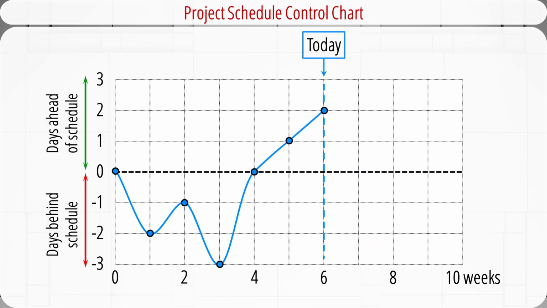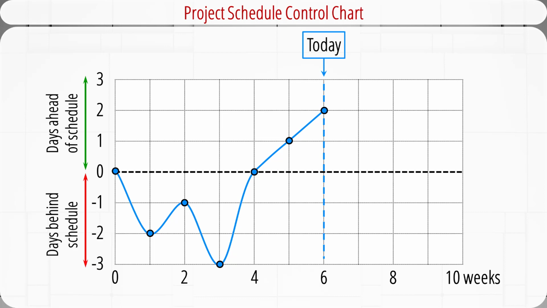This is an example of the project schedule control chart. The chart is used to plot the difference between the planned schedule and the actual schedule of activities on the critical path at the report date. The horizontal axis is the reporting period in weeks, and the vertical axis is the time period in days.